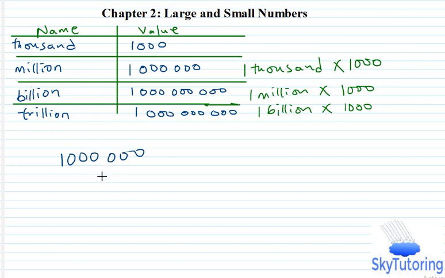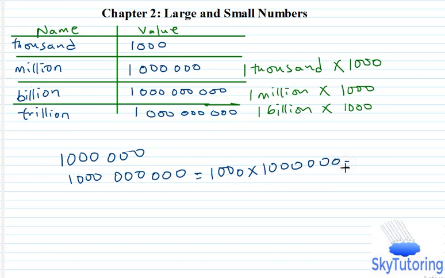While 1,000 million, let's say I have 1,000 of 1 million, it's the same thing as saying 1,000 multiplied by 1 million. So that is one more zero, and 1,000 multiplied by 1 million will give us 1 billion.